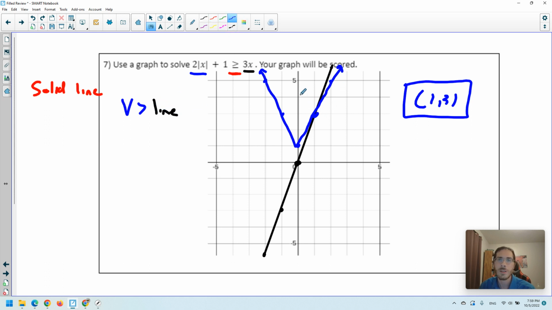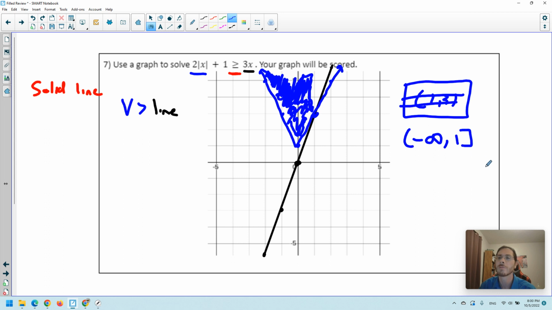Well, I can see that here I'm higher than the black line, here I'm higher, here I'm higher, here I'm higher, until we get to over here. And then at this point, the black line starts taking over. So it looks like we're actually going all the way until we get to 1. So it's not just 1, 3. That's the point where they cross. We're going to be higher from negative infinity all the way out to 1.